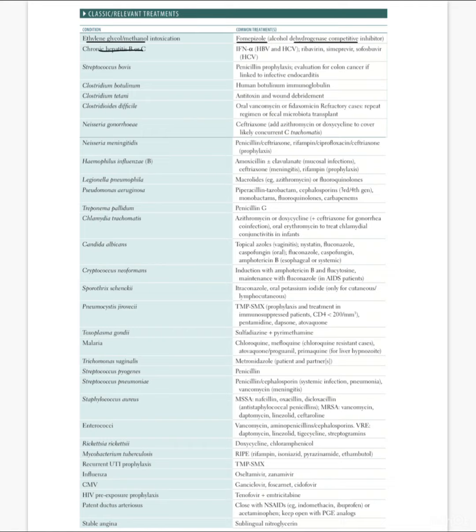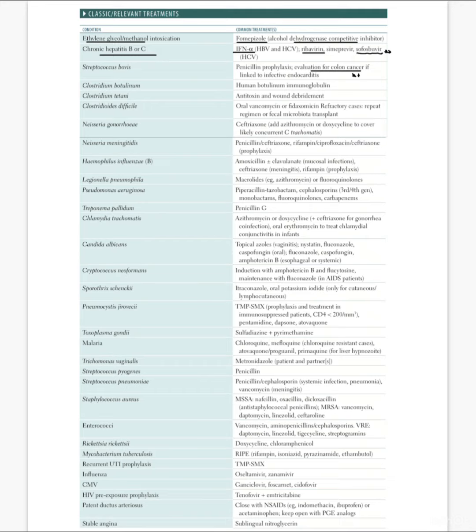Then if you have a chronic hepatitis B or C infection, that is interferon alpha, and we can also use ribavirin as a treatment, or for hepatitis B, it's sofosbuvir. Then Streptococcus bovis, this causes endocarditis related to colon cancer.